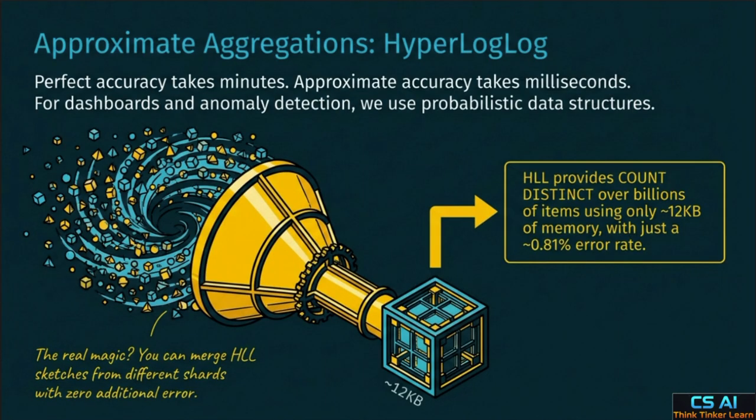For massive datasets, we use approximate aggregations with HyperLogLog. Perfect accuracy takes minutes, but HLL takes milliseconds. It provides a count distinct over billions of items using only 12 KB of memory, with an error rate of less than 1%. You can even merge HLL sketches from different shards with zero additional error.